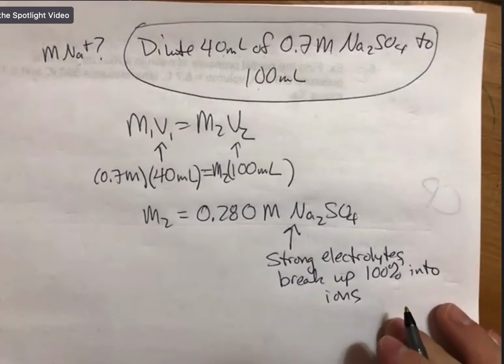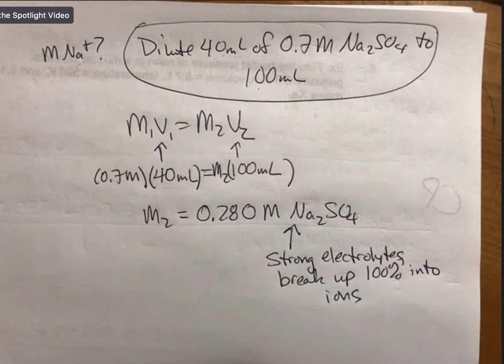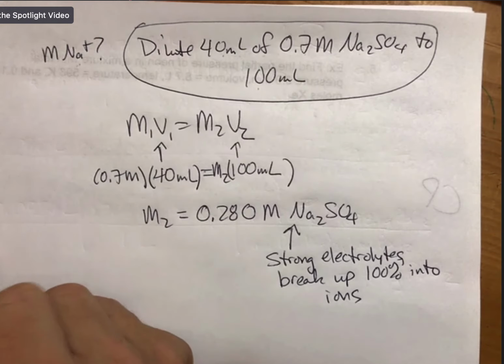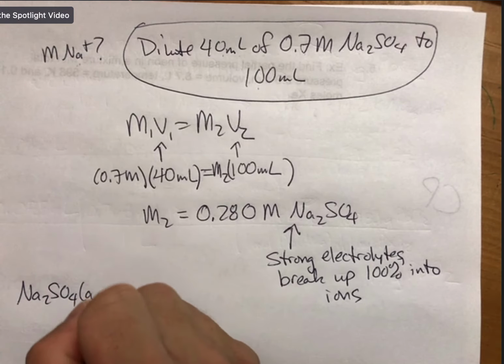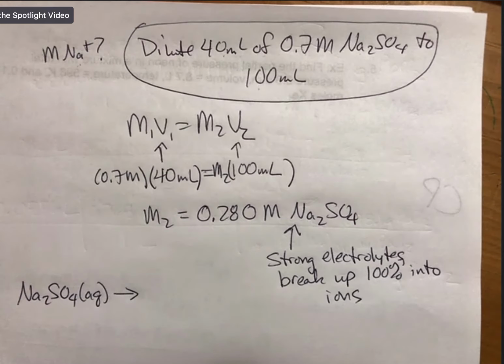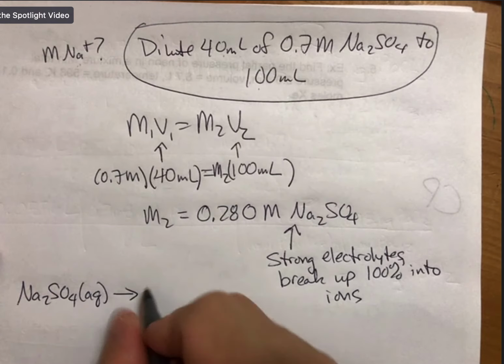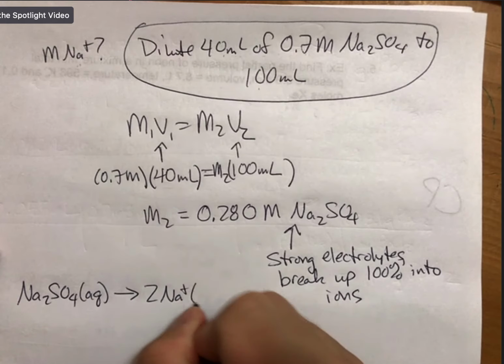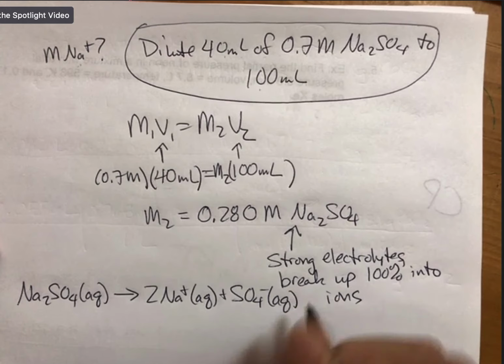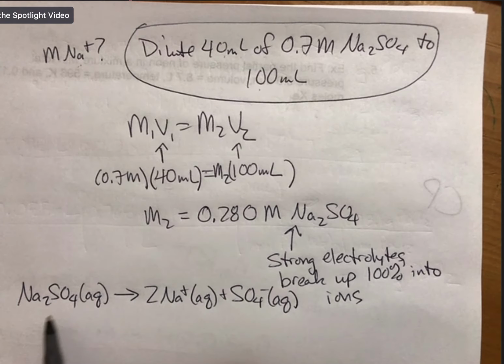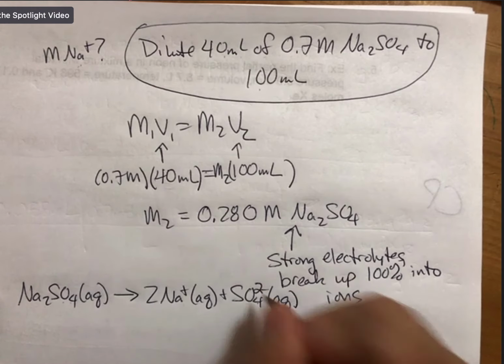And we do this explicitly for strong acids when we think about pH. But if we take sodium sulfate and it's aqueous, and we allow it to break into its ions, we would see that for every sodium sulfate, we get 2 sodiums and 1 sulfate, and sulfate should have a -2 charge.